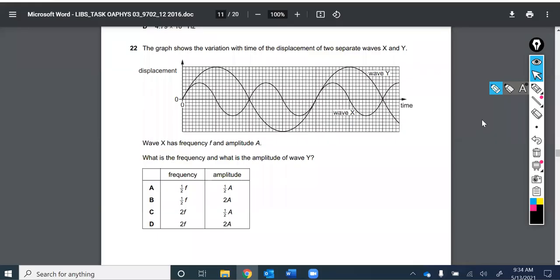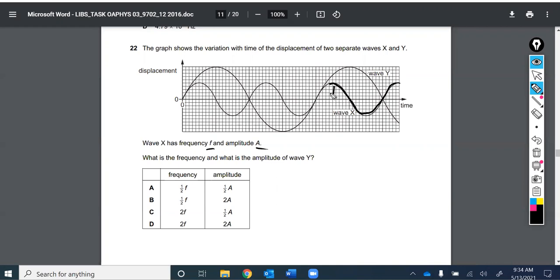Question 22 says the graph shows the variation with time of the displacement of two separate waves, X and Y. Wave X has frequency F and amplitude A. What is the frequency and what is the amplitude of wave Y? If we note that it's telling us that wave X, which is this wave here, has frequency F and amplitude A.